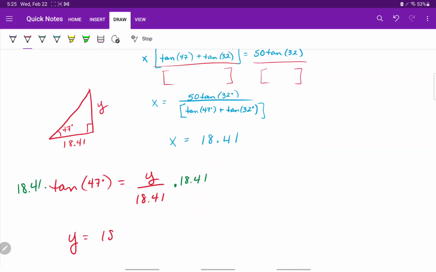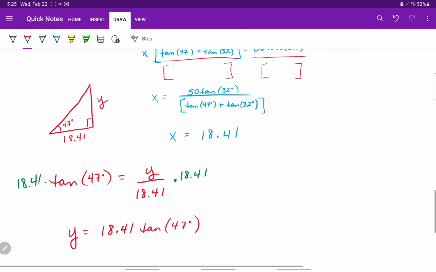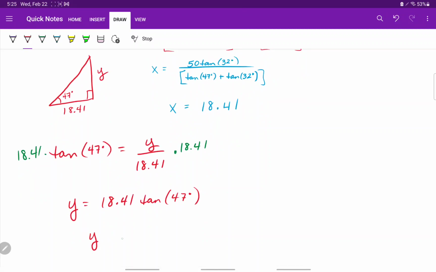We get y to be equal to 18.41 times tangent of 47 degrees. And we'll put that into our calculator. We get y to be equal to 19.74, and our unit is kilometers.